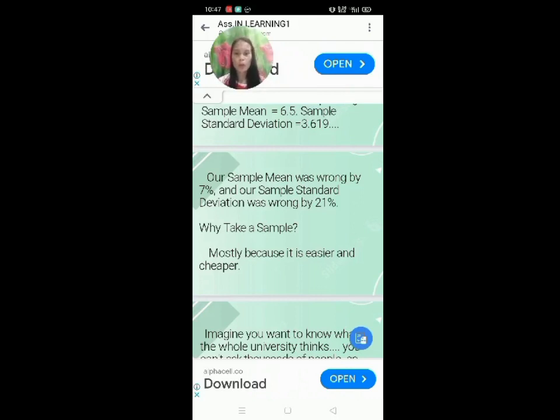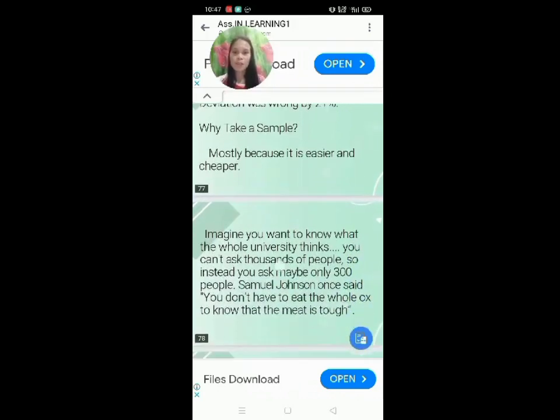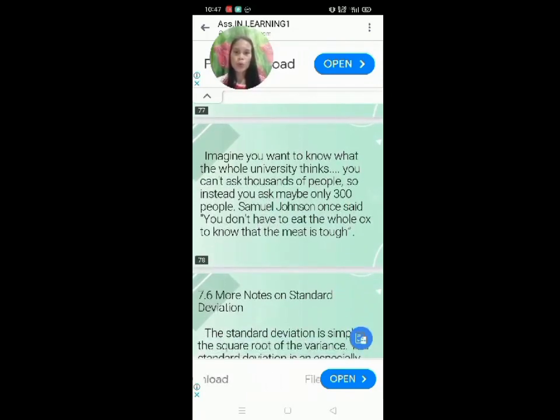So why take a sample? Mostly because it is easier and cheaper. Imagine you want to know what the whole university thinks. You can ask thousands of people, but instead you ask maybe only 300 people.